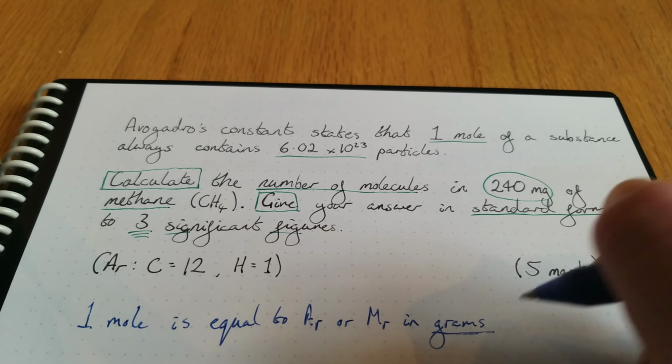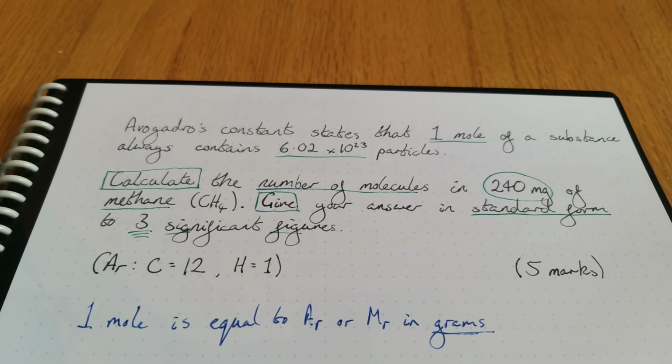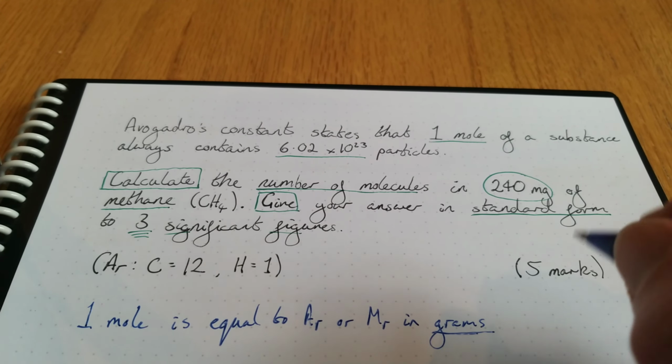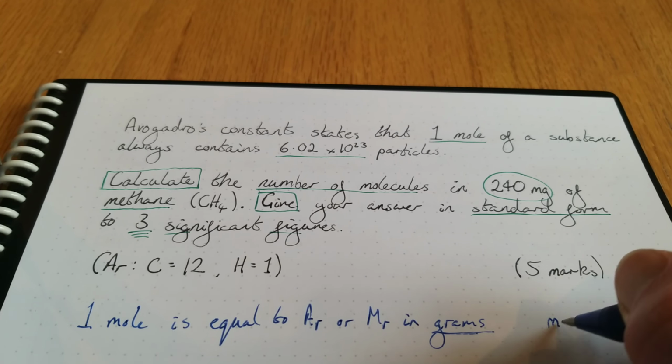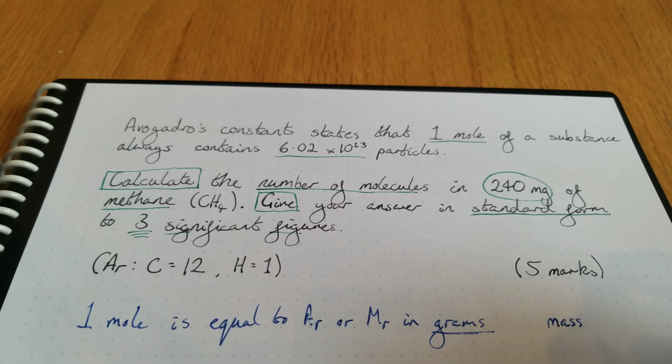So that is a key definition that you need to learn. And from that definition, we get a key calculation, a key equation that you also need to learn. It won't be given for you on your data sheet. So this tells us that the mass of a substance will be equal to the number of moles of that substance multiplied by the relative formula mass of that substance, multiplied by the Mr. So it's this equation that we're going to need to use in order to help us answer this question.